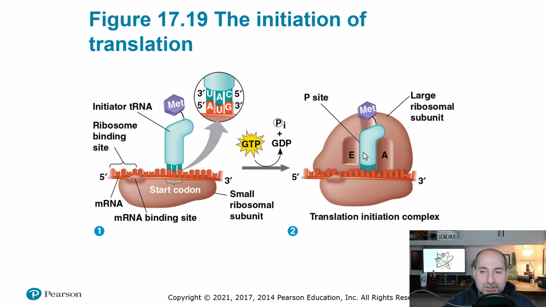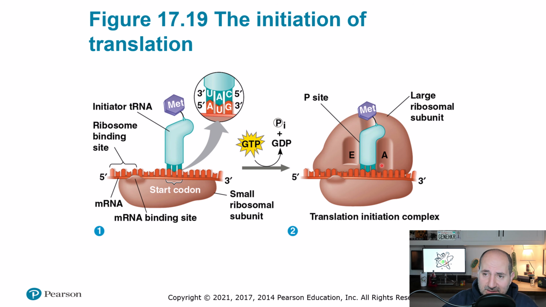Which way do you think we're going to read? Do you think we're going to read towards the 5' end of the mRNA or towards the 3' end of the mRNA? We're going to read towards the 3' end, right? Because remember, we just bound to the 5' end, and then we skipped some nucleotides and we found the start codon. We need to read towards the 3' end of the mRNA.